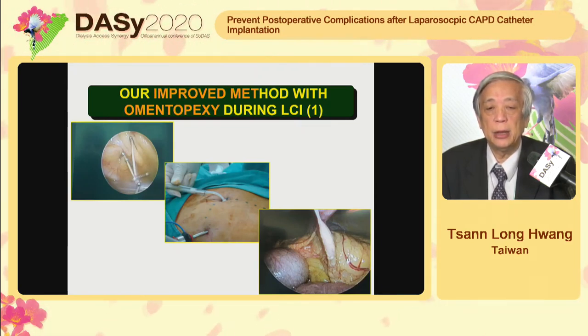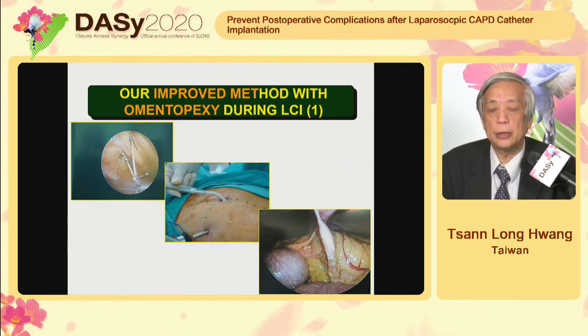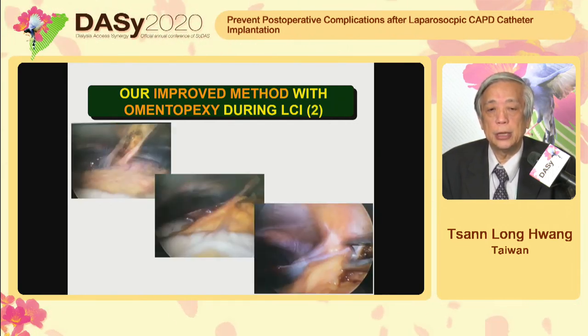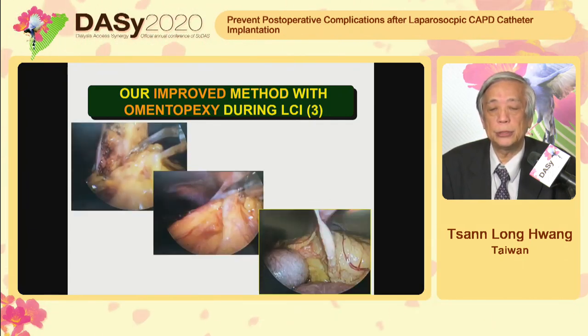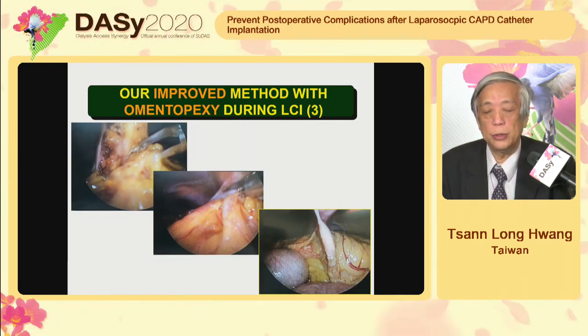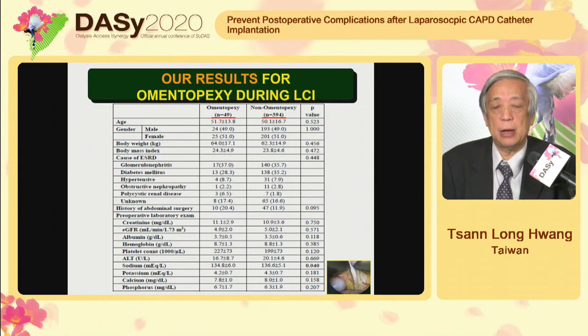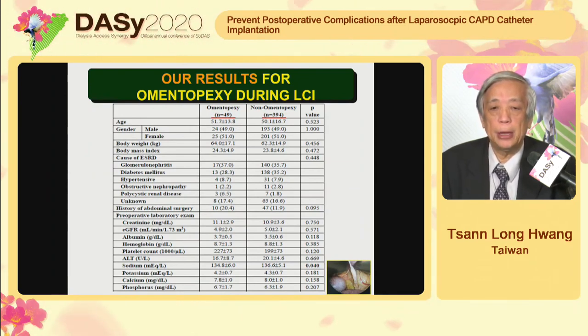During the implantation, we fix the great omentum with a fine clip, four to five clips, onto the round ligament of the upper abdomen. The fixation with the clip is easy and can be done by most young surgeons. That's all for the four or five catheters completed. And this is our table to compare the two groups.